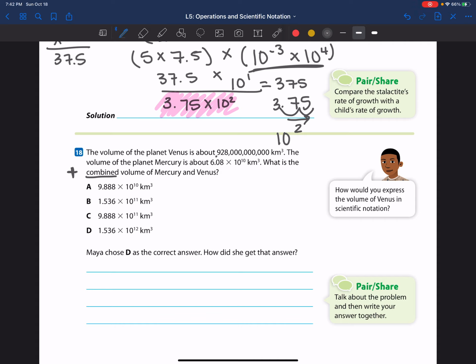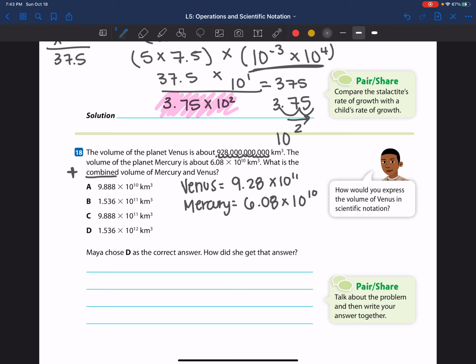So what we need to do is either write both of the volumes of these two planets in standard form or in scientific notation. We've been rocking with scientific notation, so that's what I'm going to stick with. So Venus is 9.28 times 10 to the 11th power. And Mercury, they already gave it to us, is 6.08 times 10 to the 10th power.